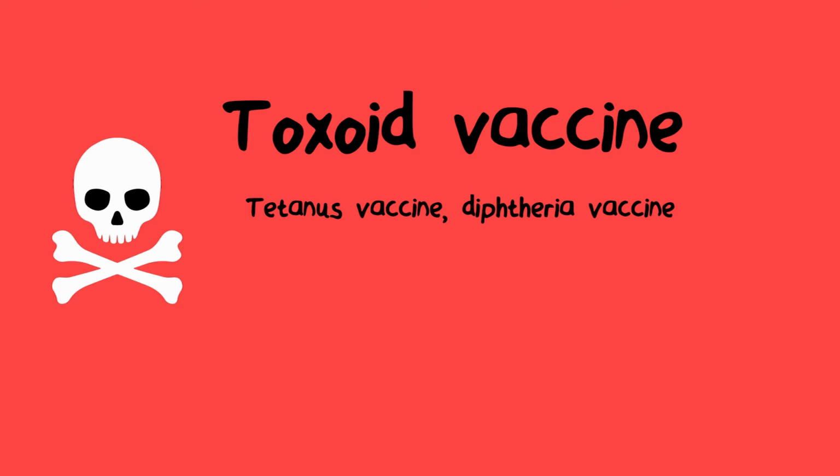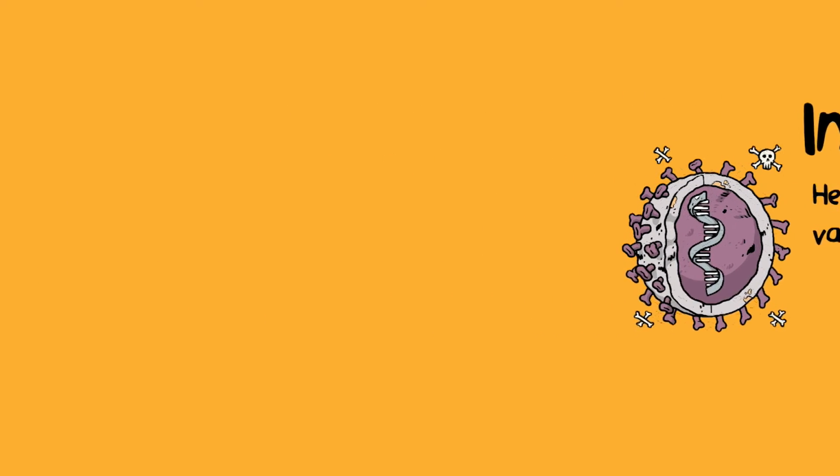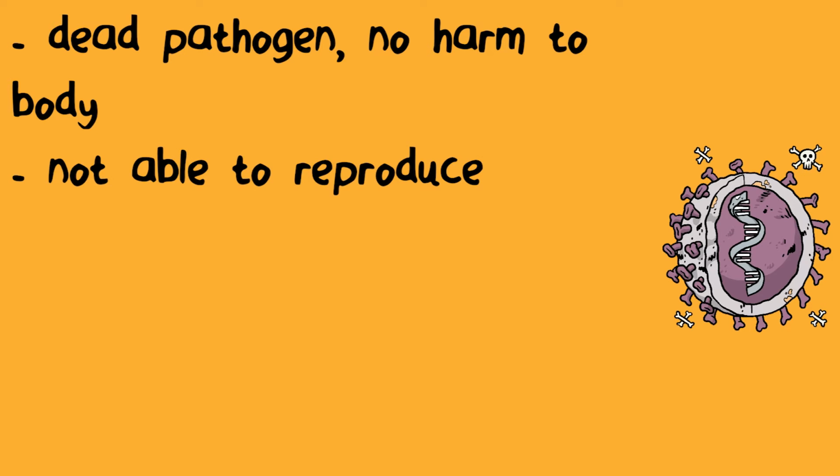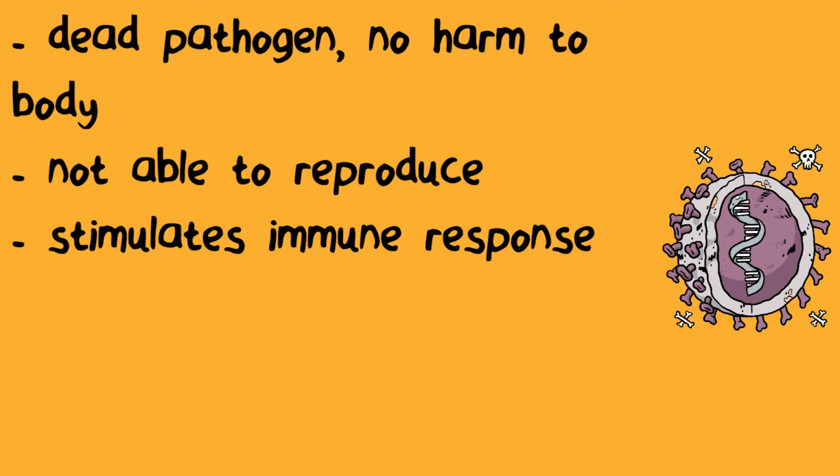Inactivated vaccines contain the dead pathogen, so it causes no harm to the body and is incapable of reproducing. This still stimulates the same immune response as a live pathogen in a vaccine, as it still contains the antigen. An inactivated vaccine will go through the same process where a cell will present the antigen on its surface and activate a helper T cell.